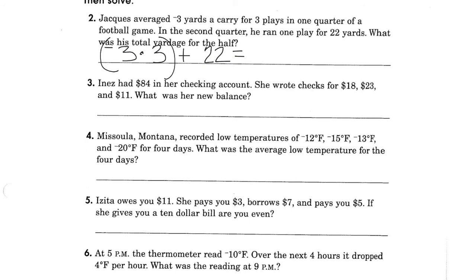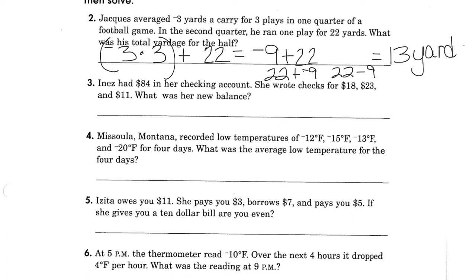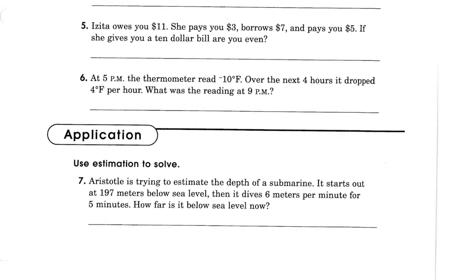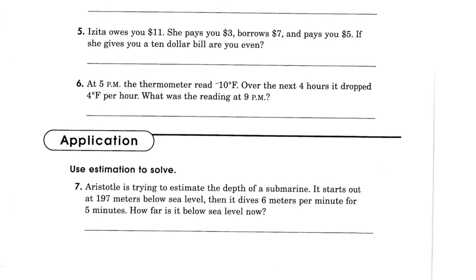Now, if I do what's in my parentheses, that's -9 plus the 22. Or I could write that as 22 plus -9 or 22 minus 9. And I get 13 for my answer. I label it with yards. We have been practicing problems like this in our bell work. So it's a matter of reading the problem, writing it out, and solving it. So you're going to do problems 3, 4, 5, and 6, just kind of the same way I did problem number 2. On the application, it says to use estimation.